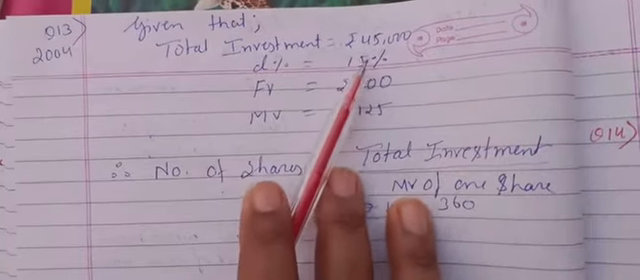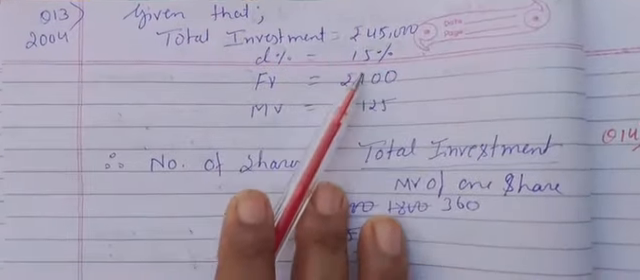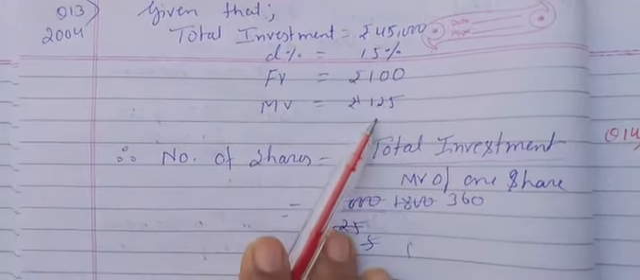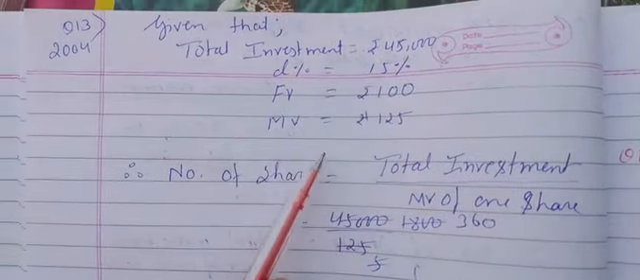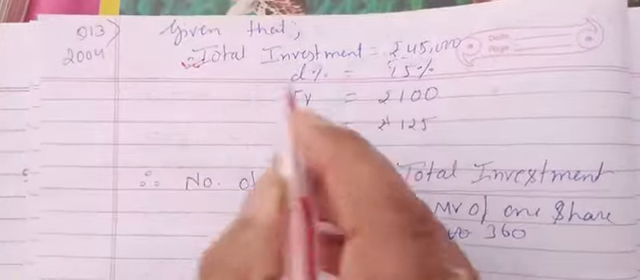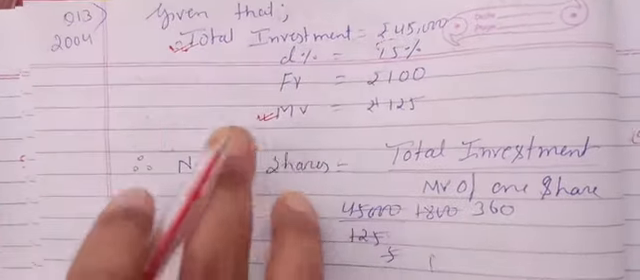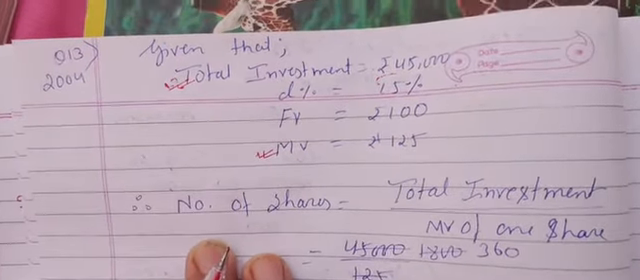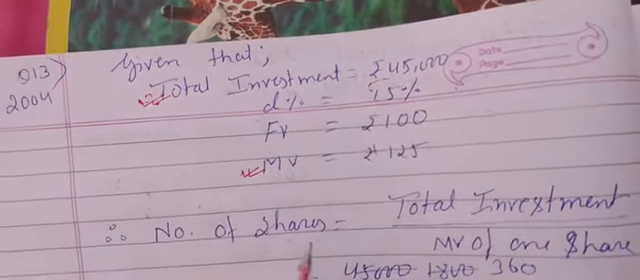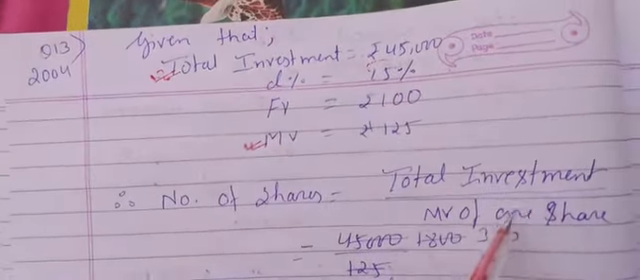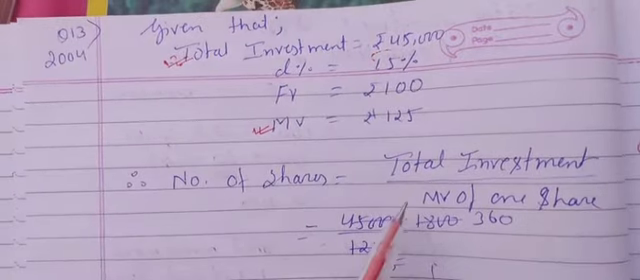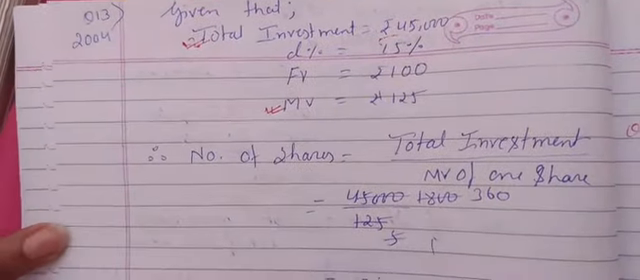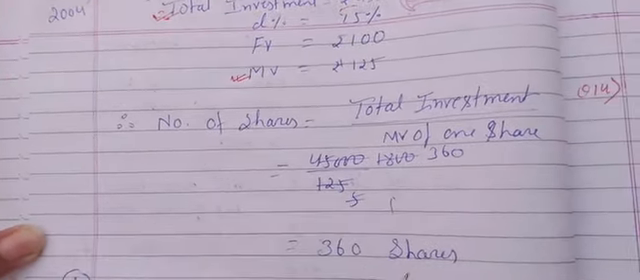Given that total investment is rupees 45,000, dividend percent is 15%, face value of one share is rupees 100, and market value of one share is rupees 125. Whenever total investment and market value of one share are given, with the help of these two you can find the number of shares, because we have discussed this formula many times. So number of shares is total investment divided by market value of one share, 45,000 divided by 125. It means total number of shares he bought was 360.